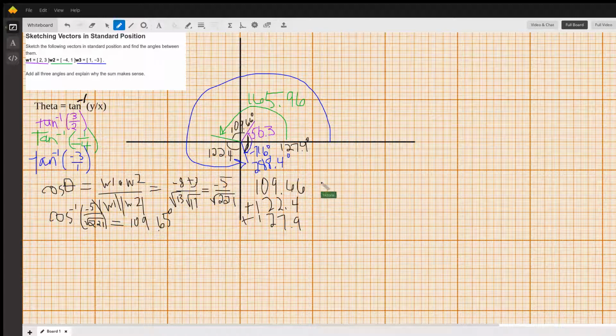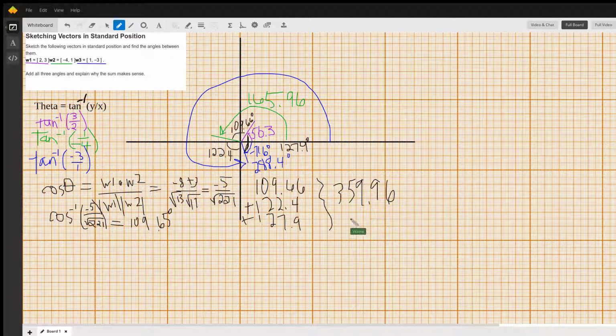And it turns out that when I add these, I get 359.96, which with rounding error is pretty close to 360 degrees. And it makes sense because that's the number of degrees when you make one full rotation around a circle.